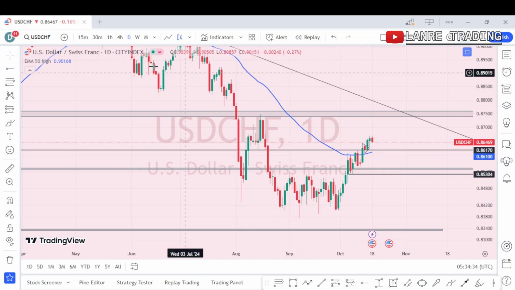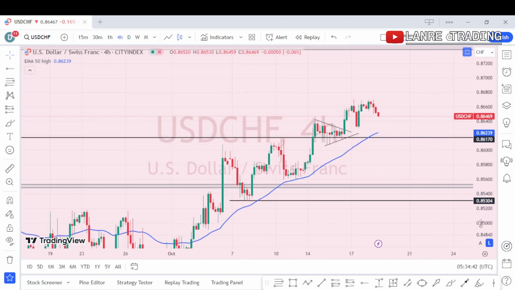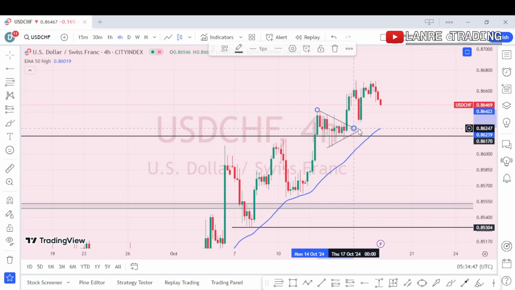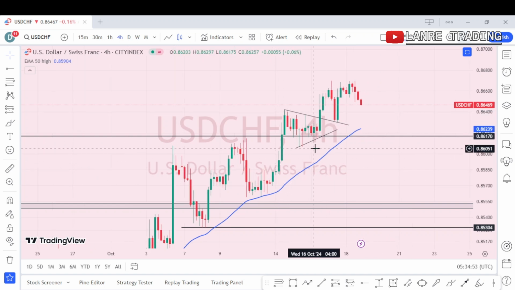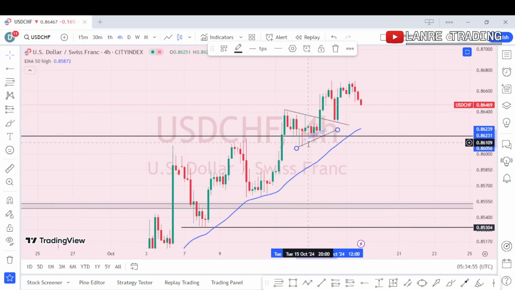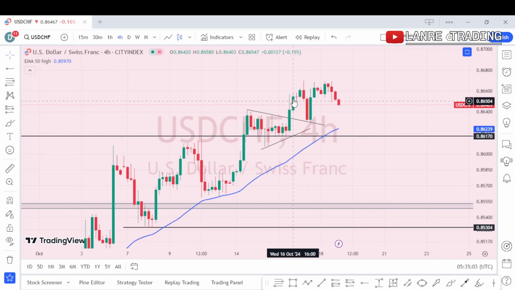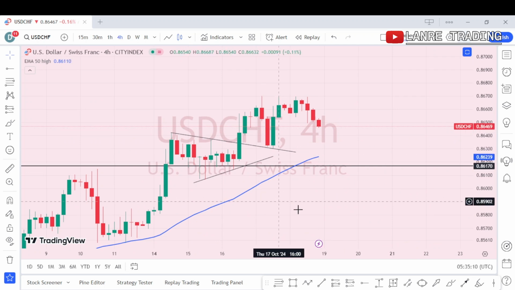Let me scale down to the 4 hours time frame just to show us entry opportunity for this week. On the 4 hours time frame, you see price created a continuation pattern around there, which is a peanut continuation pattern that has played out nicely. Price broke out, retested, and continued. And currently, price is at this level right about here.